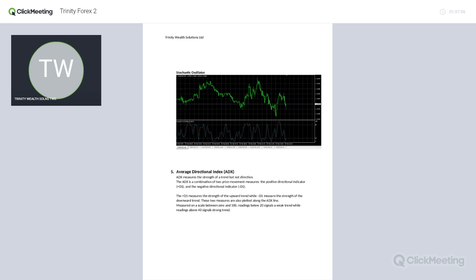These two measures are also plotted along the ADX line. Measured on a scale between 0 and 100, any reading below 20 signals a weak trend, while readings above 40 signal a strong trend.